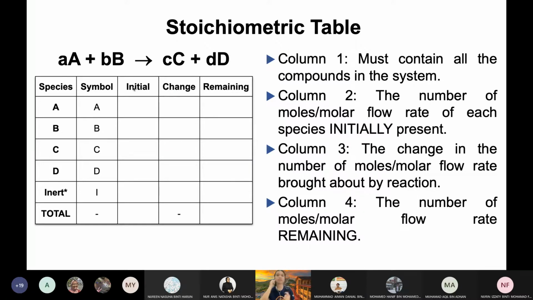Okay, so first of all, table dia. Okay, dia bentuk table lah kan. Okay, so dia ada column, dia ada row. Okay, dia akan ada 5 column. Ni 5. Patutnya 5 column. Okay, so the first column is for the species. So, setiap species in your system has its own row. So contohnya in this case, you have 4 compounds, right? A, B, C dan D. So each compound dia ada satu row dia sendiri.